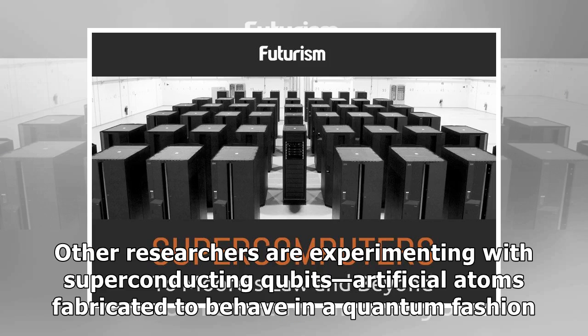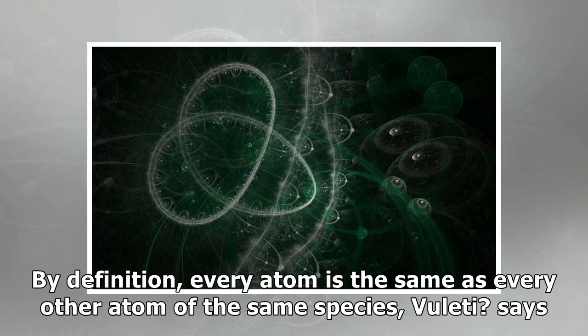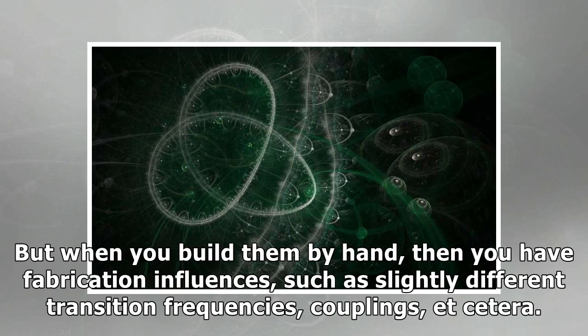Other researchers are experimenting with superconducting qubits, artificial atoms fabricated to behave in a quantum fashion. But Vuletić says such manufactured qubits have their disadvantages compared with those based on actual atoms. "By definition, every atom is the same as every other atom of the same species," Vuletić says. "But when you build them by hand, then you have fabrication influences, such as slightly different transition frequencies, couplings, etc."